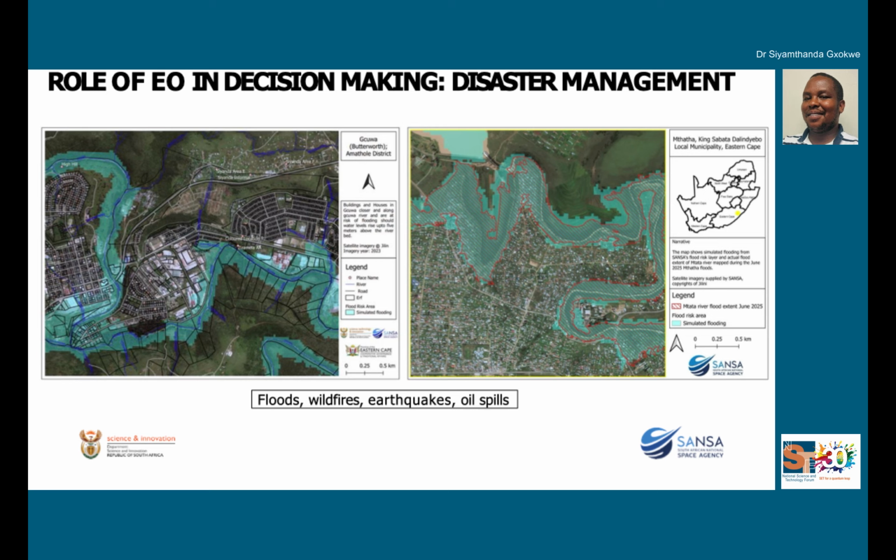And also we have another picture there that shows some of the work that we did for the Amatole district, where we were looking at the flood extents and how they impact the settlements around the area. We are working closely with those government departments to inform them about some of these findings. Then they take decisions based on what we are providing them, which is based on the earth observations data.